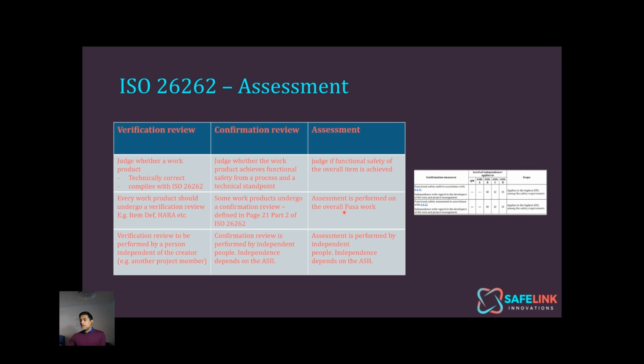So now we're moving away from the individual work product to the overall item. Again, assessment is performed by an independent person, and the independence is defined by the ASIL. So if we're working on a product which is ASIL C, assessment has to be performed by an I2 person. And I2 here stands for someone who is independent of the project.